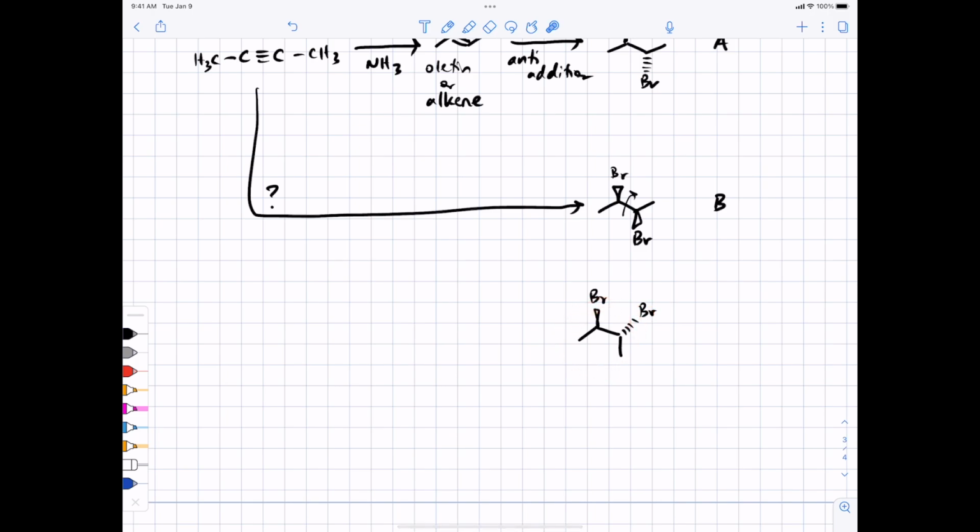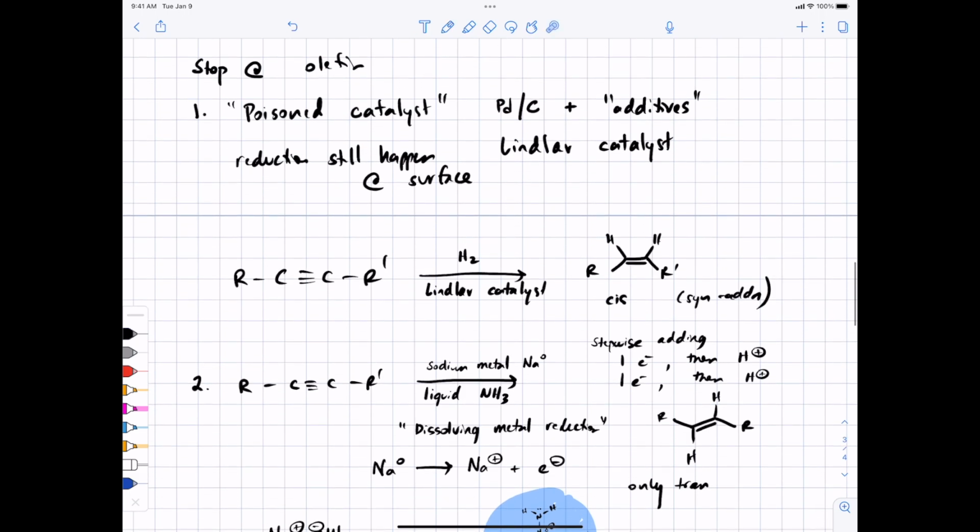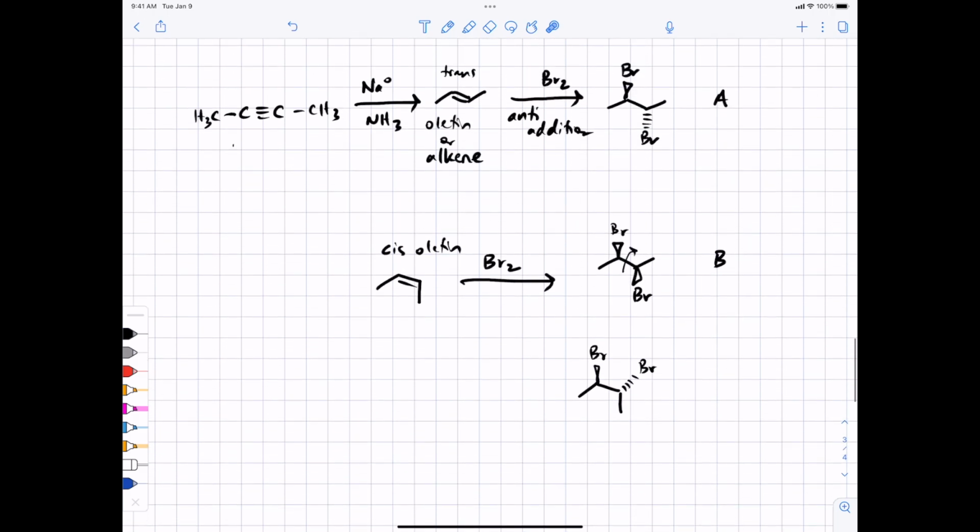What is the correct olefin starting material then? Yep, it is the cis olefin. So you can use Br2. How do I get the cis olefin? Scroll up, if you haven't memorized it yet, you need to. The Lindlar catalyst does syn addition of H2 across the alkyne.